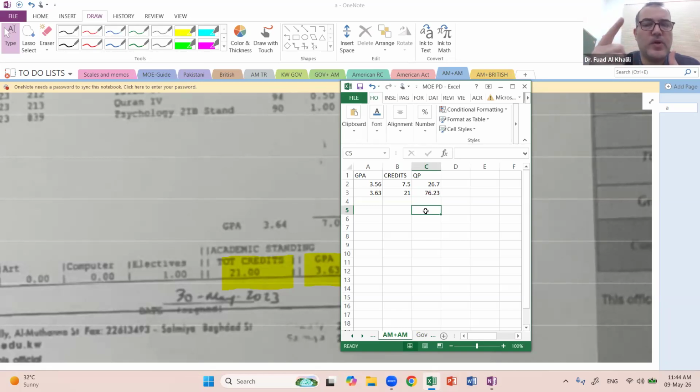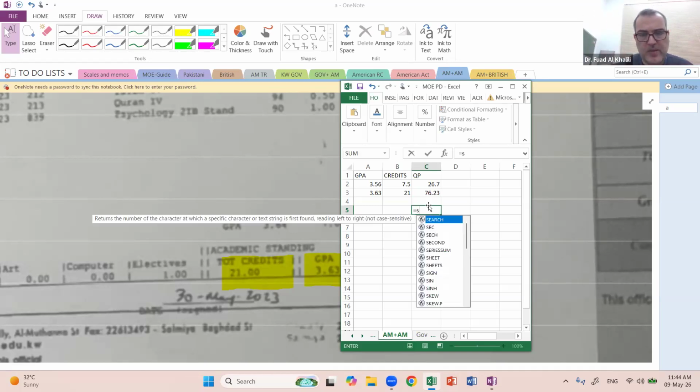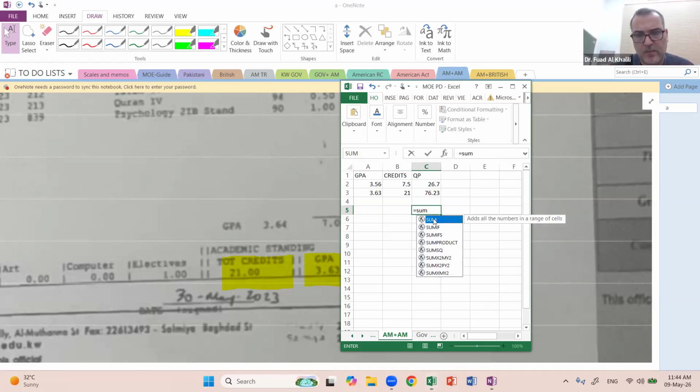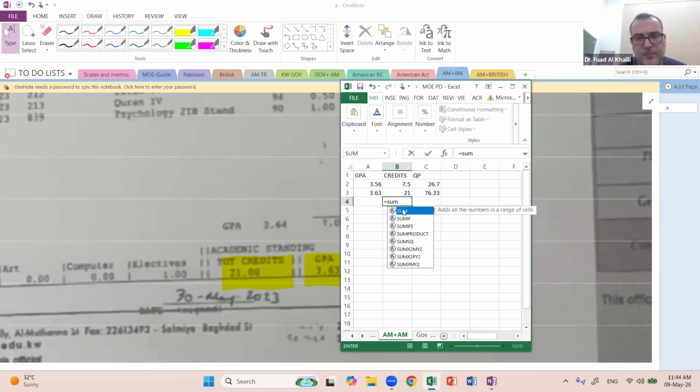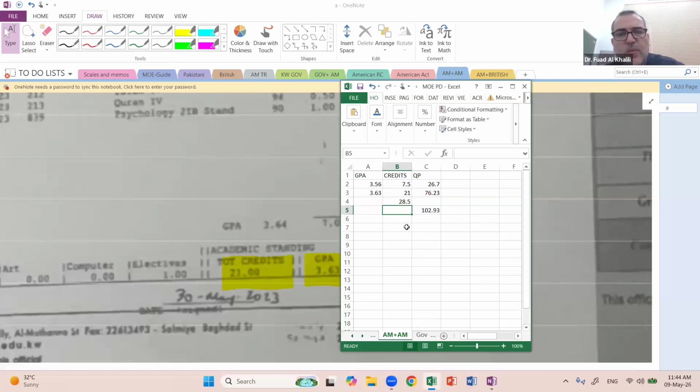We combine the quality points now. We combine the quality points from both schools. So we add, sum both quality points. So total quality points this student has is 102.93 quality points. We need the total credits from both schools. We combine the credits, equals sum, 28.5. So what is the cumulative GPA?